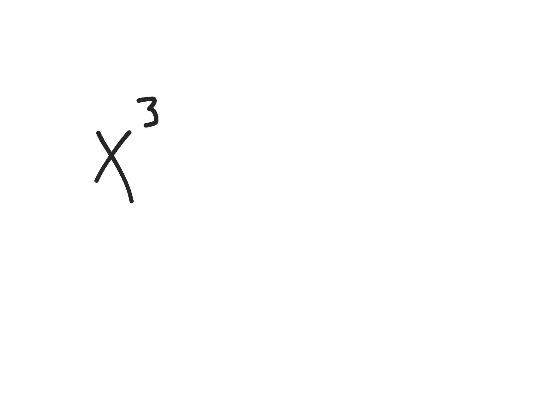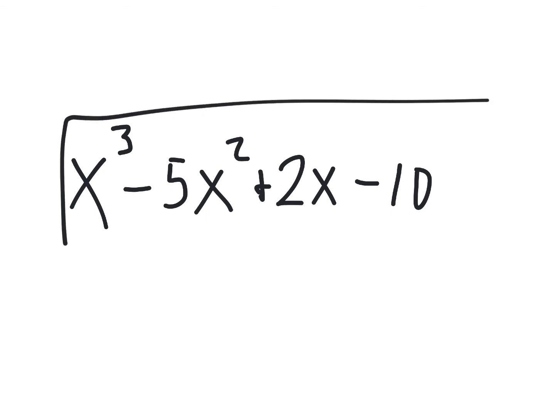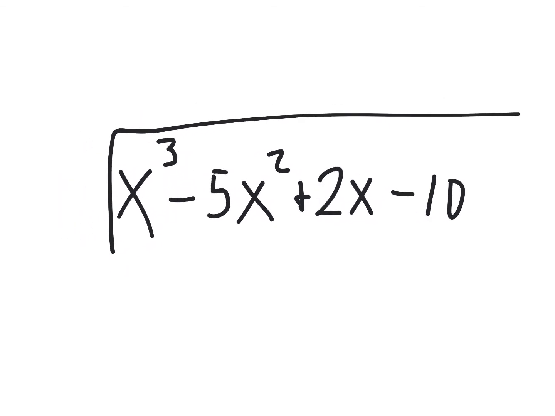X to the third minus 5x squared plus 2x minus 10. All that gets divided by, I think, x minus 5. I said to start with x, but I also said to watch and see if this first term would cancel. If you just use an x, it won't work, so be smart.